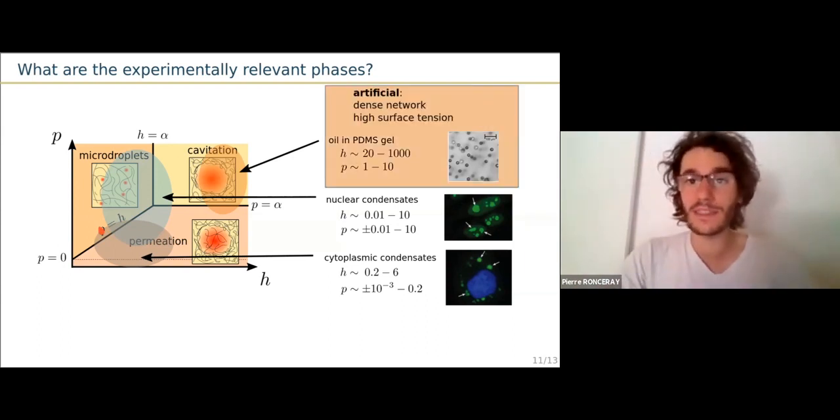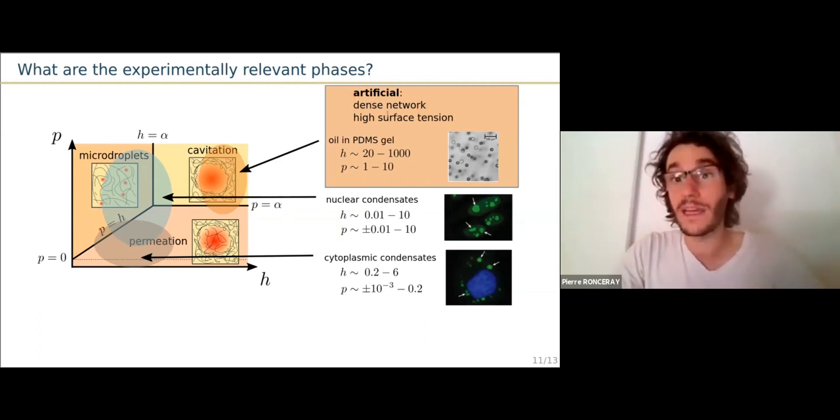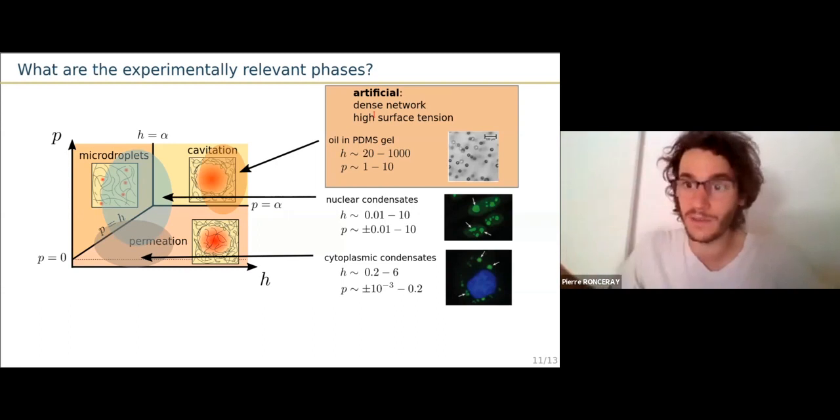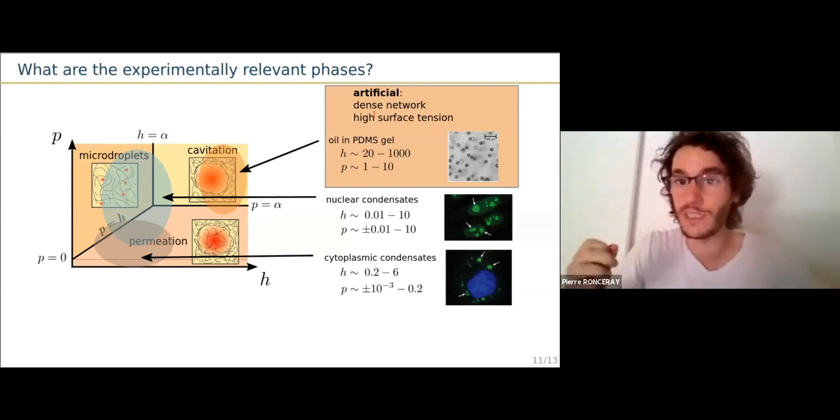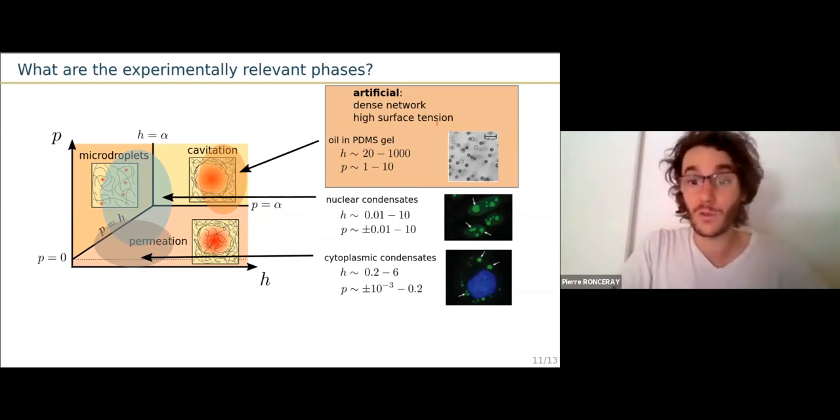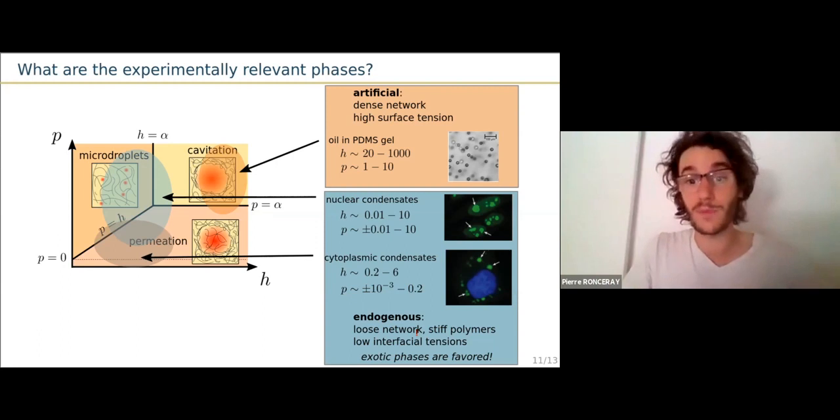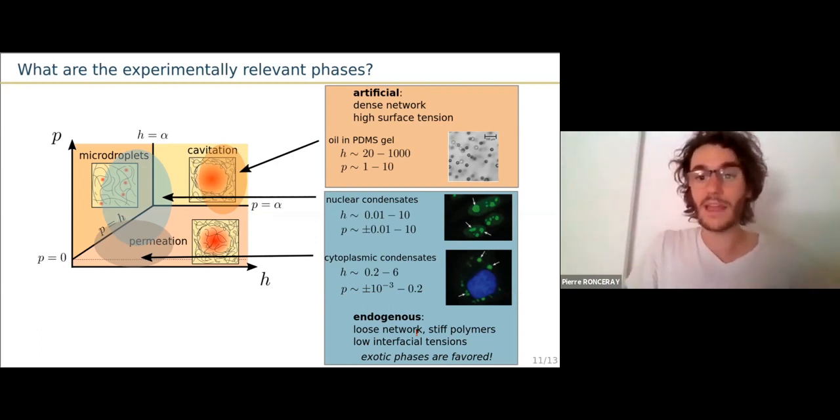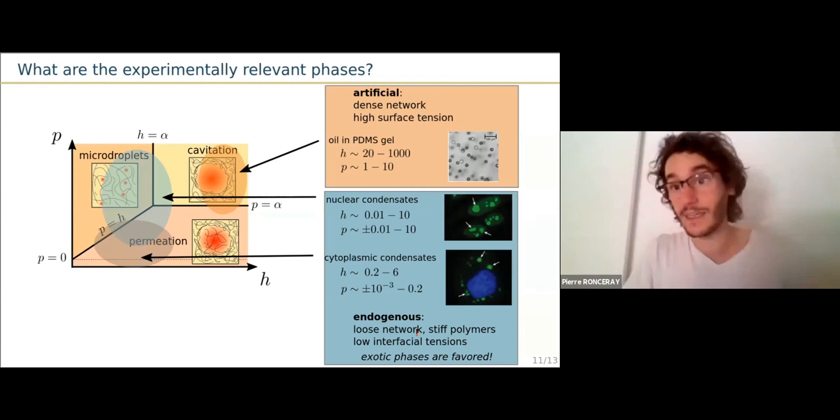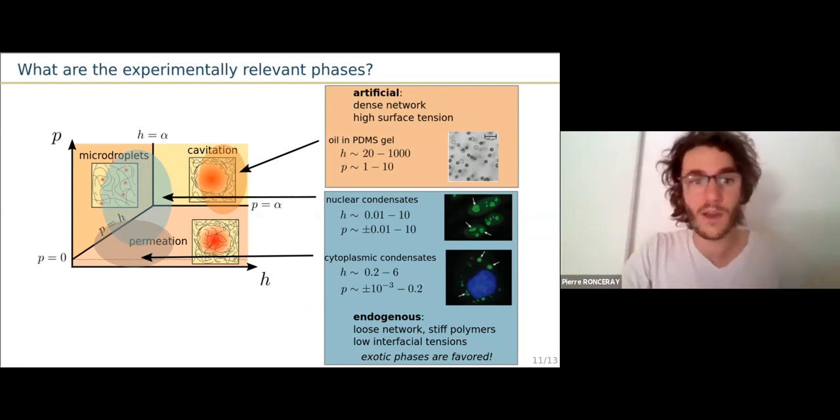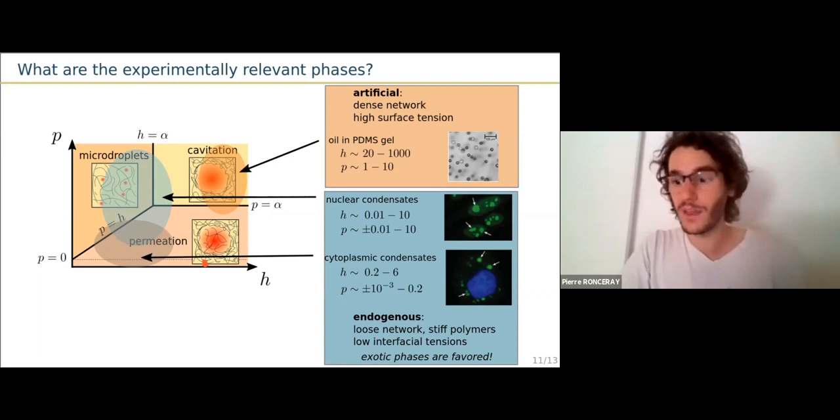And the reason for that is that in these artificial networks, you have pretty dense networks because they're made of flexible, floppy polymers that have very little rigidity. And the liquid-liquid surface tension of these materials is pretty high. In contrast, in endogenous condensates, you have a pretty loose network made of stiff polymers, in particular in the cytoplasm. And the liquid-liquid interfacial tension between the intracellular medium and these phase-separated condensates that also contain a lot of water and of proteins is typically very small. And so in these cases, these exotic, quote-unquote, phases of microdroplets and permeation might be favored. So that's a prediction.